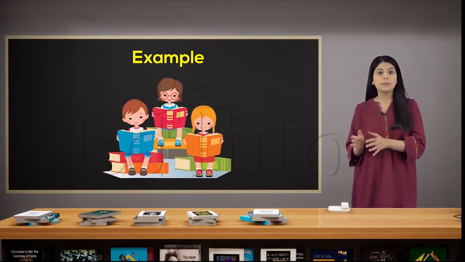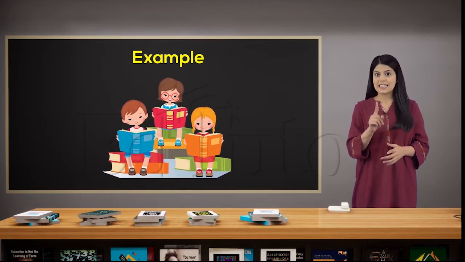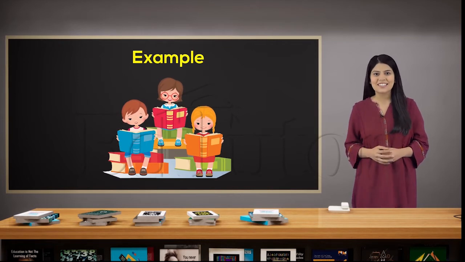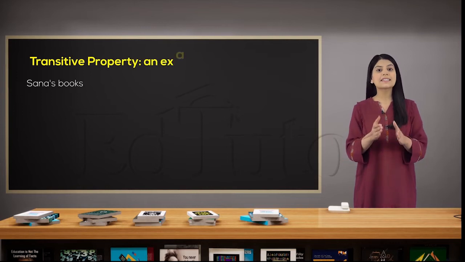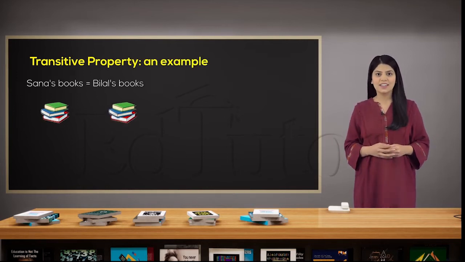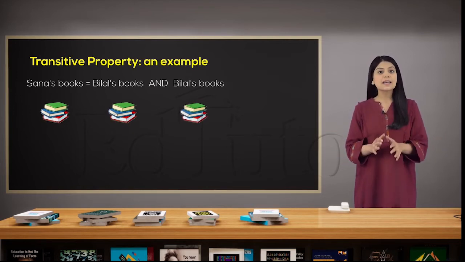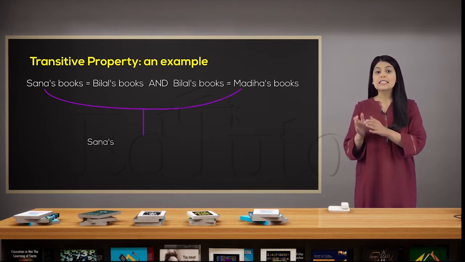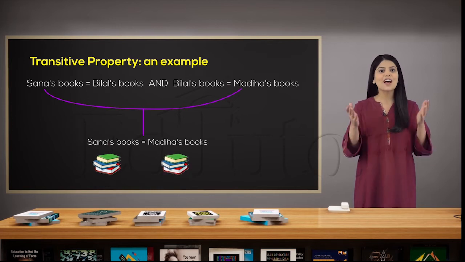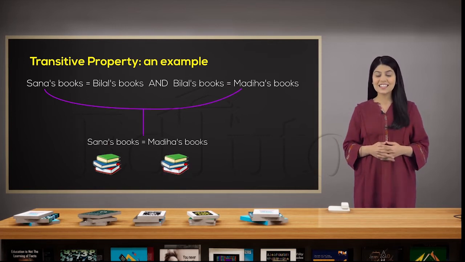Suppose we have three people who own books. Yes, people still read books, and hopefully you do too. If Sana has the same number of books as Bilal, and Bilal has the same number of books as Madiha, then it's safe to say that Sana and Madiha also have the same number of books. This is the transitive property.